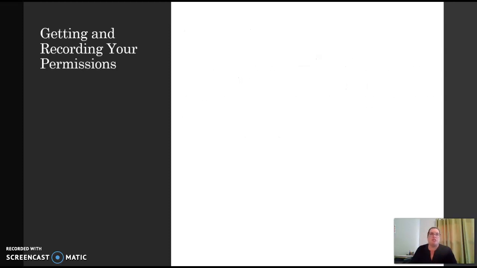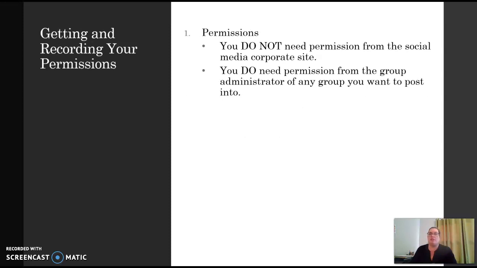Now let's talk about permissions. There are 2 parts to the permissions. First of all, you do not need permission from LinkedIn or from Facebook, Meta, Corporate to post into the groups. What you do need is permission from the group administrators, from any group that you want to post into. There's not a scripted way to ask for this permission, but you can simply introduce yourself, state that you're going to be doing a dissertation study and would like to post your survey link into the group. Do you have their permission to do so?